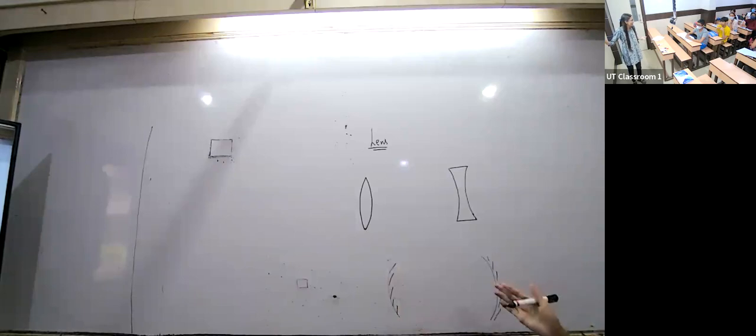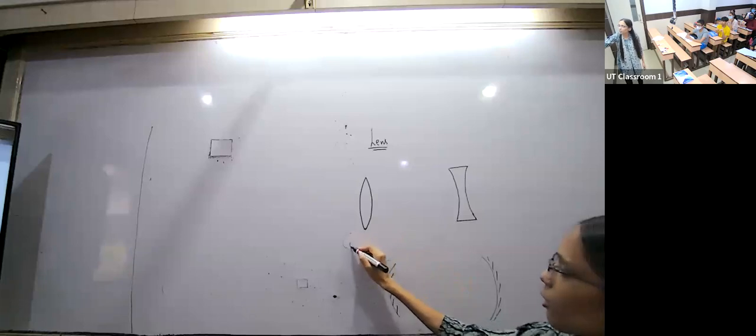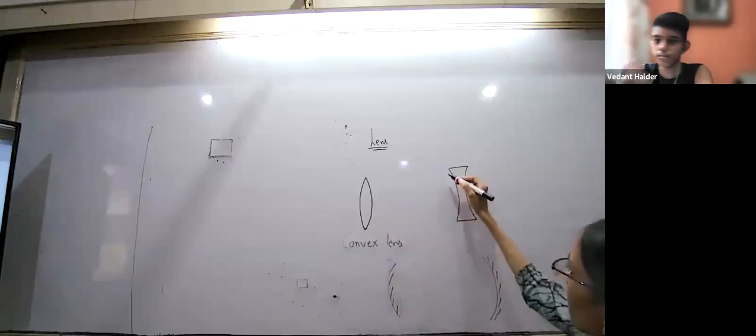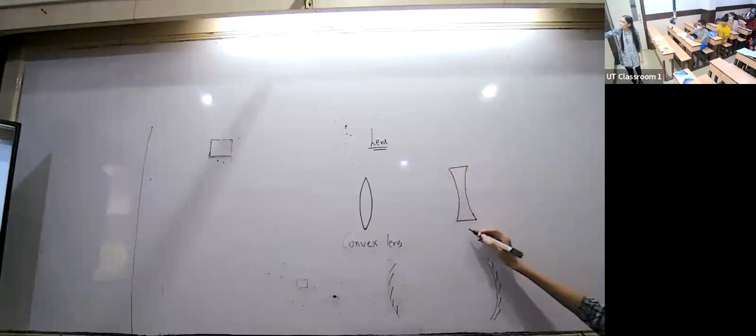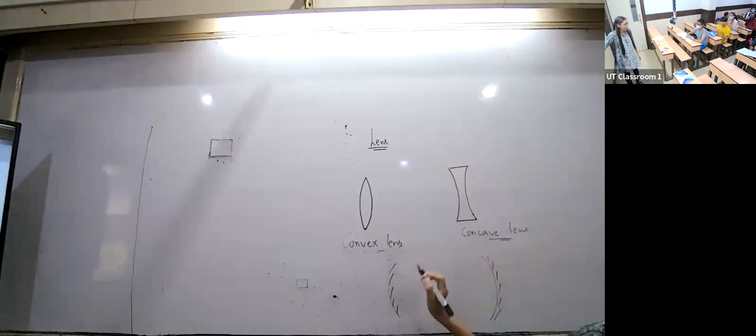Please do not get confused. You may be confused here, I don't know what will happen when you come here. So this is convex. This is concave. This is which lens now? We call this convex lens. And this is which lens? Concave lens. All right, so this is the nomenclature, to make it easy.